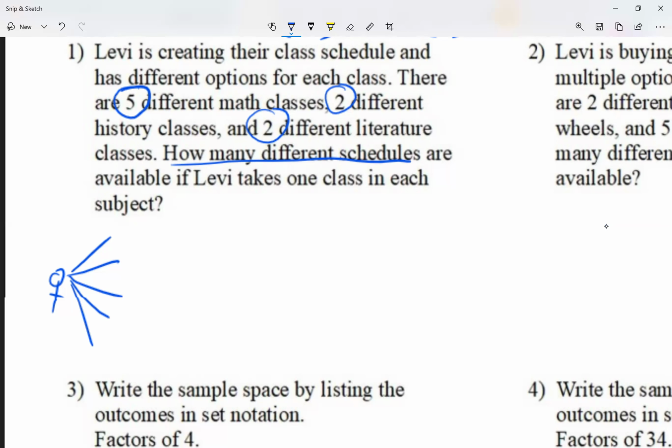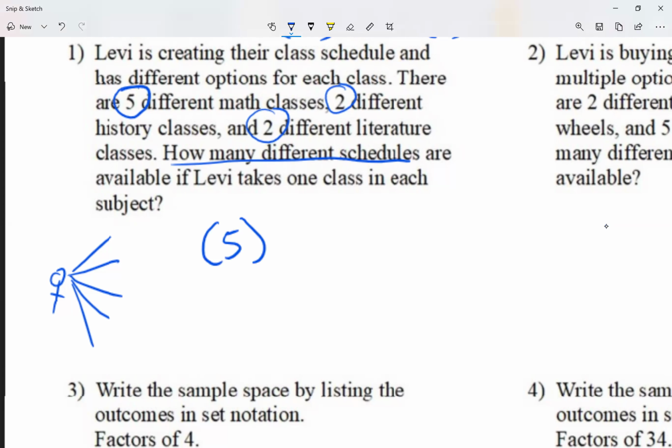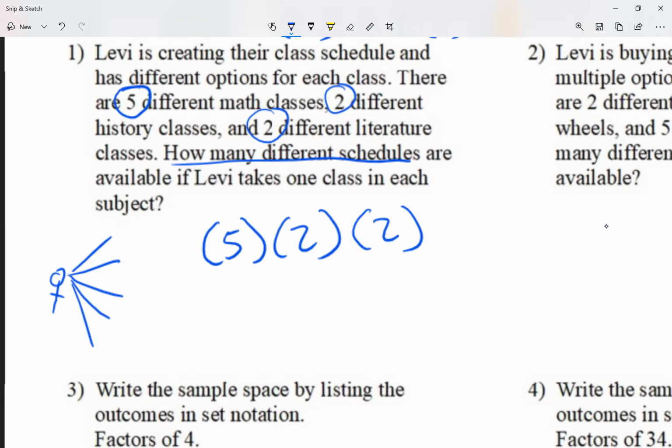She has math class. She has five choices for math. And then she's going to choose a history class. Well, she has two choices for history, so I'm going to put that here. And then for literature classes, she has two different choices.